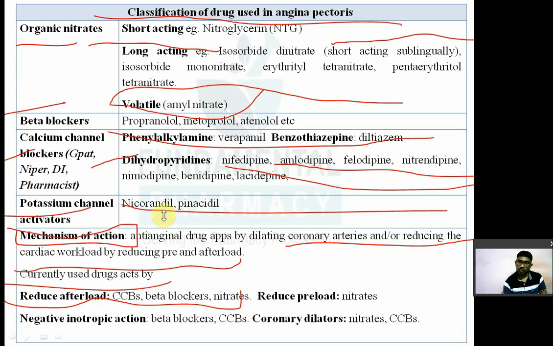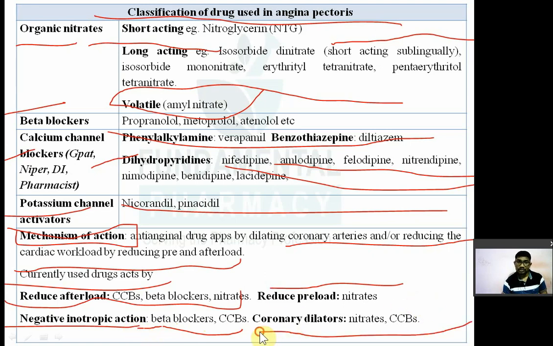Preload is whatever blood is there in the ventricles after complete relaxation. So preload is reduced by nitrates. Now, negative inotropic action: some drugs act as negative inotropic drugs on the heart. They will decrease the functioning of your heart and decrease the energy consumption. Beta blockers and calcium channel blockers are known as negative inotropic drugs. They will decrease the force of contraction and heart rate.